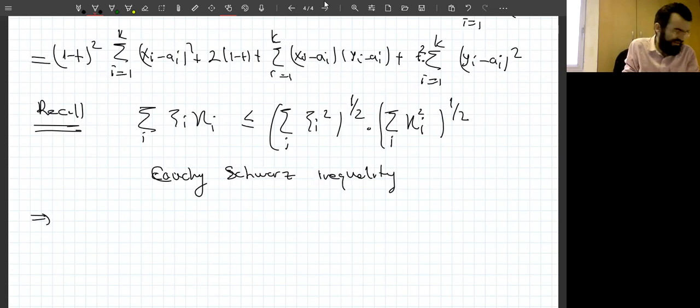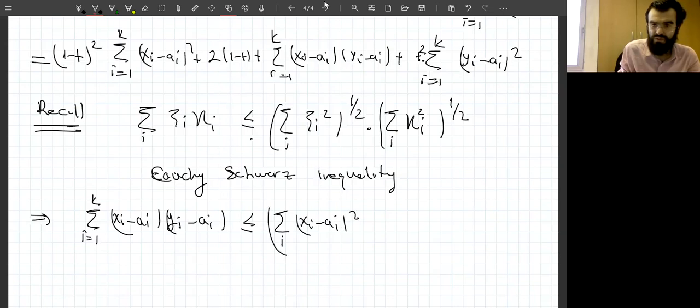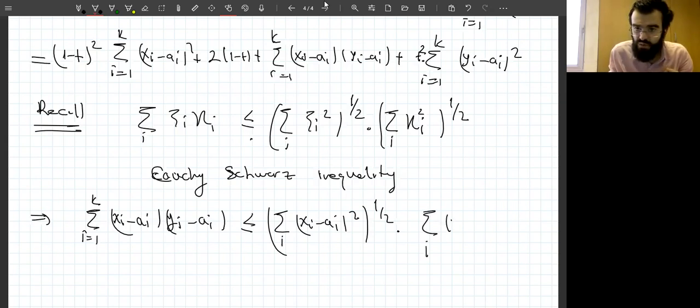So this implies the summation i equals 1 to k of (x_i minus a_i)(y_i minus a_i) is less than or equal to the square root of the summation of (x_i minus a_i) squared times the square root of the summation of (y_i minus a_i) squared. But this is less than or equal to epsilon, so this is less than or equal to epsilon squared.